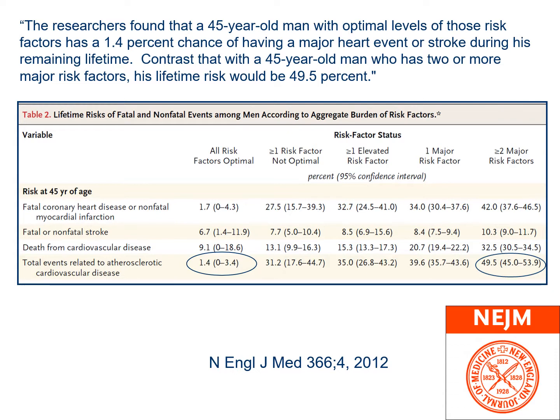Contrast that with a 45-year-old man who has 2 or more major risk factors. His lifetime risk would be 49.5% for a major heart event or stroke during his remaining lifetime. That's shown by the circle on the far right-hand side of the table. And so I think that the data we see in this table provides some perspective for the importance of modifying risk factors such as hypertension in the overall morbidity and mortality of patients.